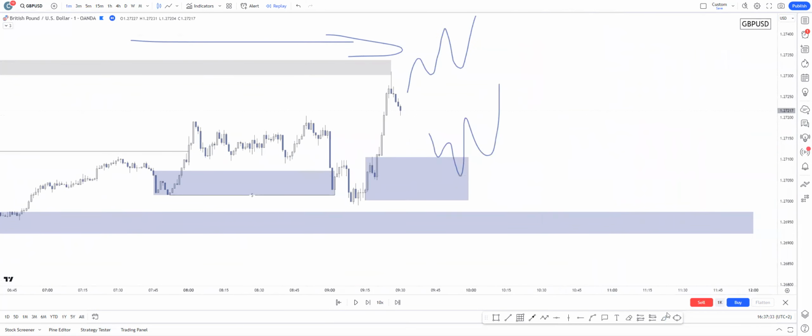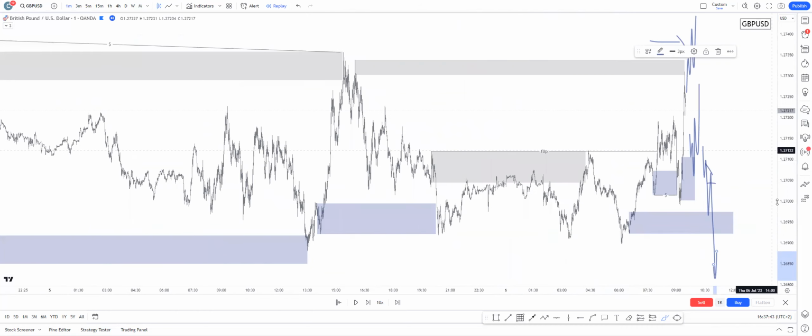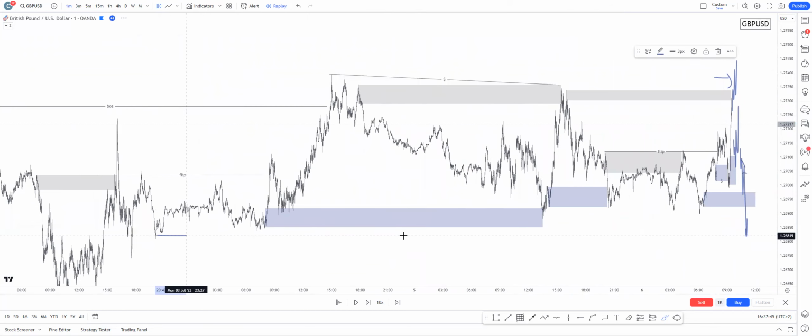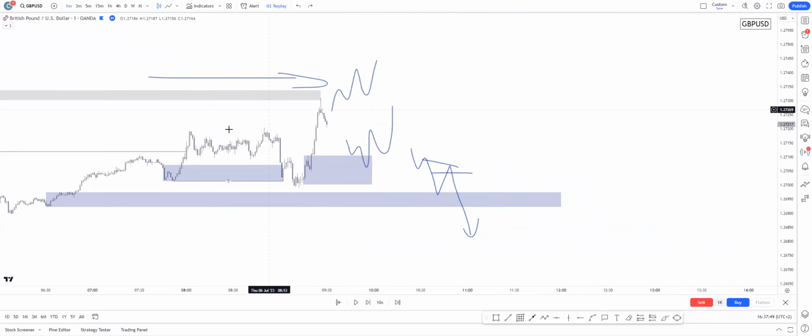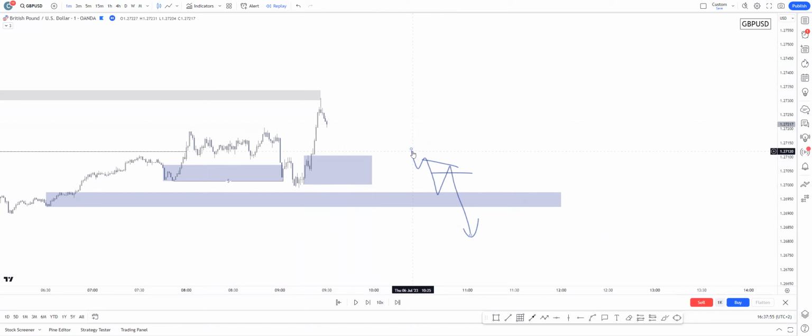Or if price would flip this zone, then I was sure about that we will see deeper price action regions, because there was insane amount of liquidity on the downside too right here. So these were my plans after this breakout structure and after 30 minutes into the session.